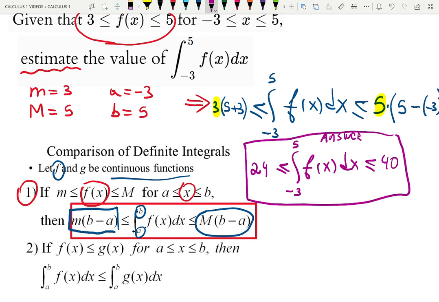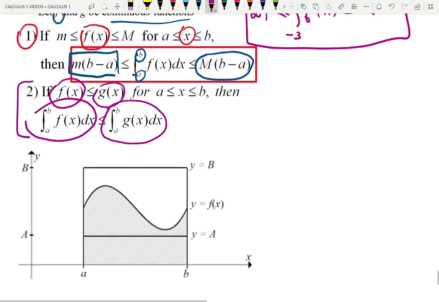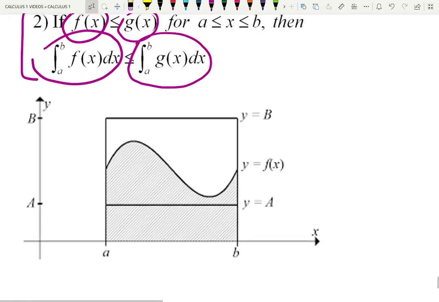There are more properties of comparison of definite integrals, where if one function is always smaller than another one, then its integral will always be smaller than the other one. That makes sense if you see integrals as area below the graphs. That's why I decided to show you the idea. The function we were given here is not known. We don't know the graph of it. We don't know the expression of it.